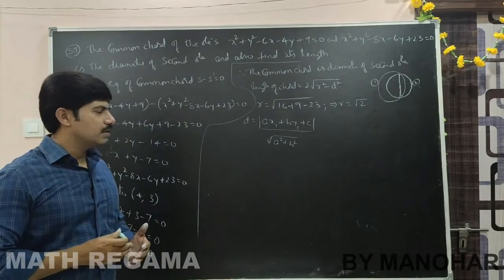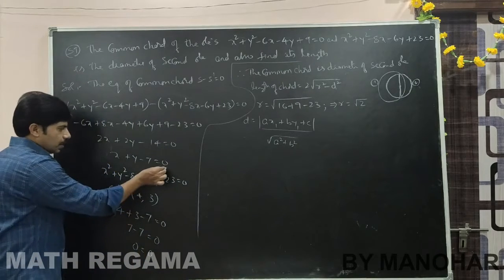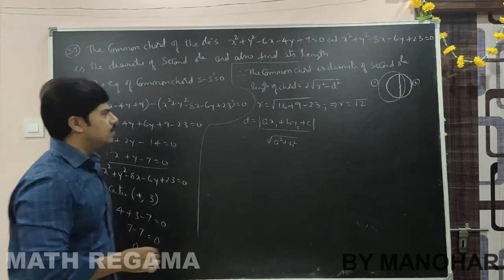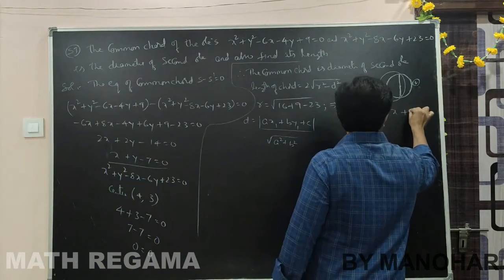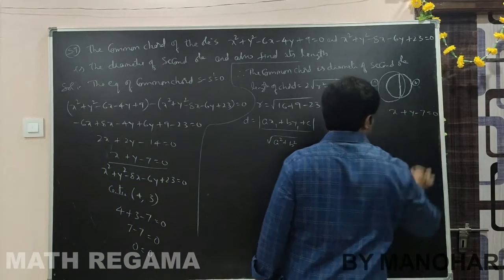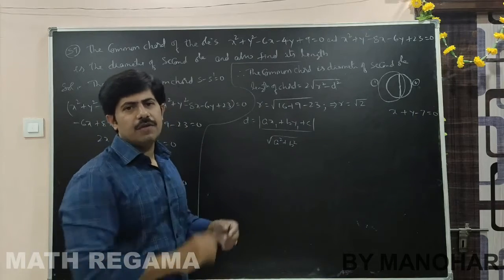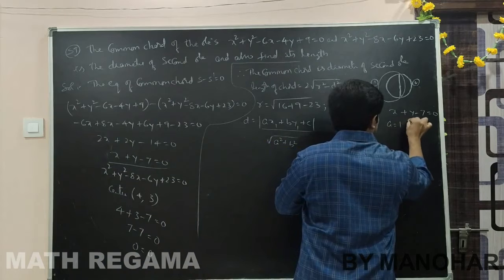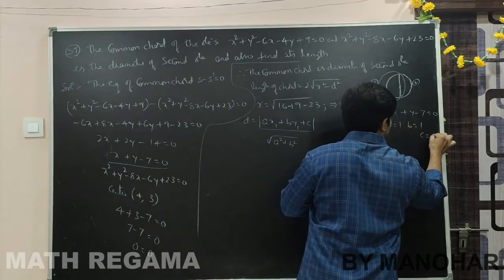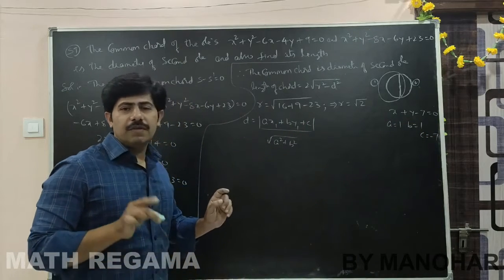So we are finding the length of chord. So we need equation of chord. So what is equation of chord? X plus y minus 7 is equal to 0. So what I do, I just write it here. X plus y minus 7 is equal to 0. So as we are finding the length of chord, I am considering equation of chord. So from this, a value is 1, b value is 1, c value is minus 7.